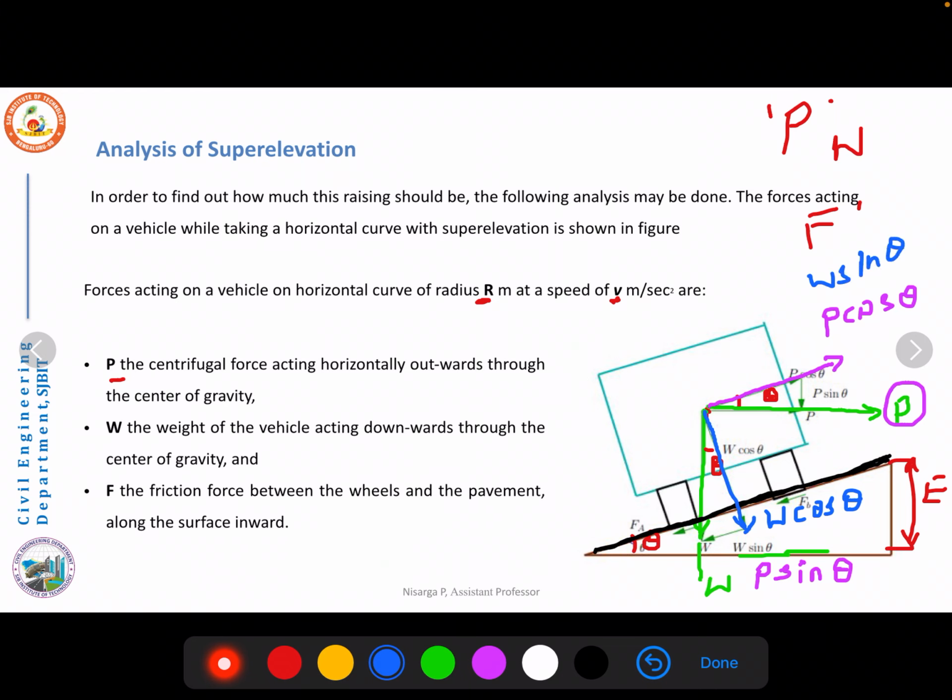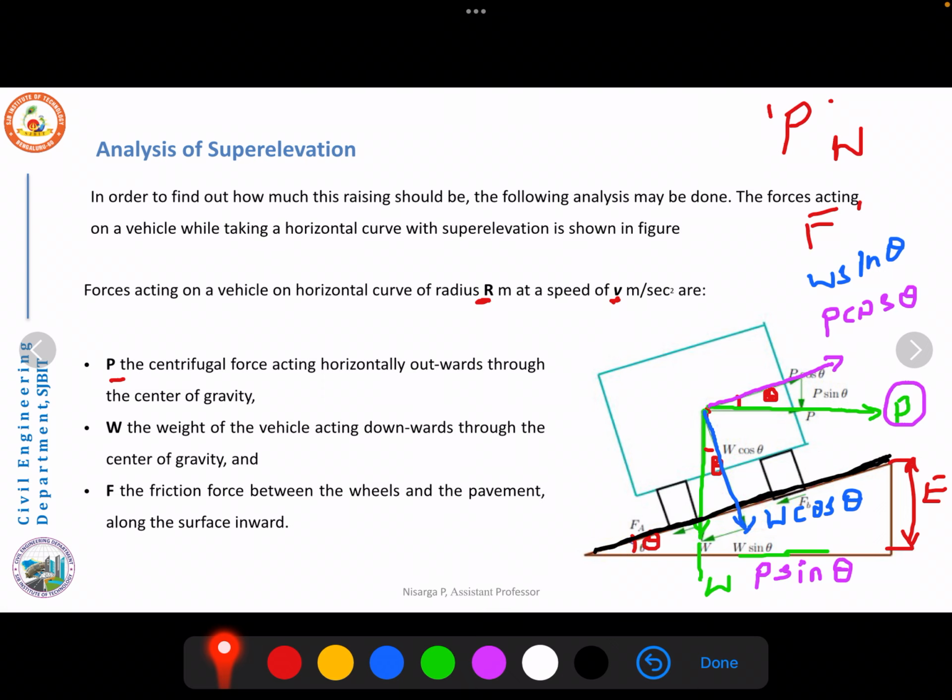So now you have to see that for whichever side the angle is subtended, that particular side will be the cos theta and the other side will be the sin theta. Please make a note of that. What I have written in blue is the component of weight resolved in the horizontal and vertical direction, and in purple is the centrifugal force resolved in the horizontal and vertical direction respectively.